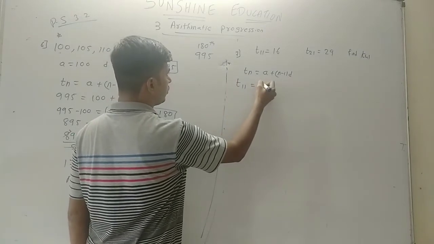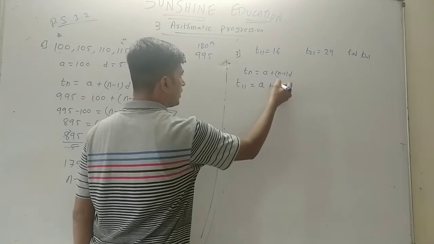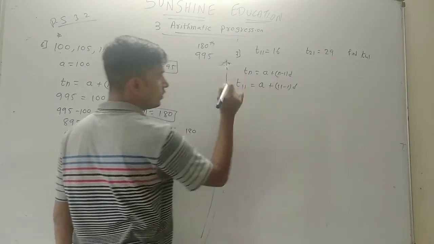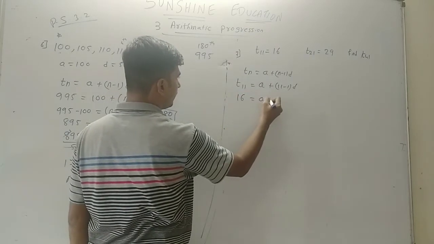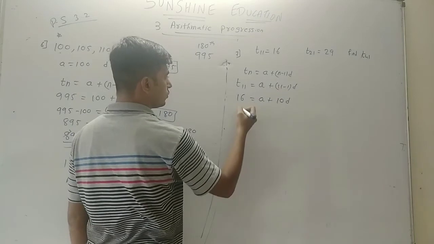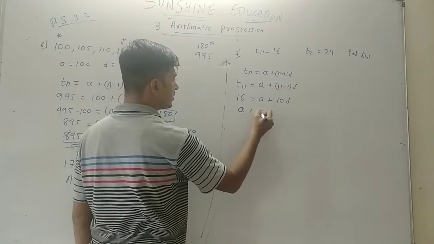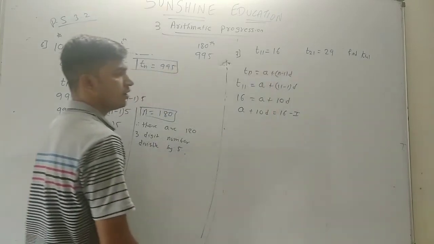What is a? We don't know a. Do we know n? Yes, 11. So it is 11 minus 1. And d, we don't know. What is the value of T11? It is 16. So 16 is equal to a plus 11 minus 1, that is 10d. Okay, so I will write this as a plus 10d is equal to 16, framing equation number 1.